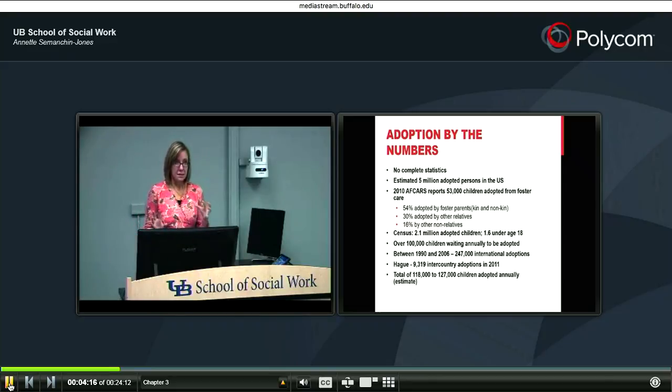The census data, again from 2010, shows that 2.1 million children were adopted, 1.6 million of whom were under the age of 18. We also have data on children from the foster care system. 100,000 children are currently waiting to be adopted. That means that they've been freed, so their parental rights have been terminated through the Public Child Welfare Agency, and they're waiting to be adopted. Between 1990 and 2006, 247,000 children were adopted internationally.